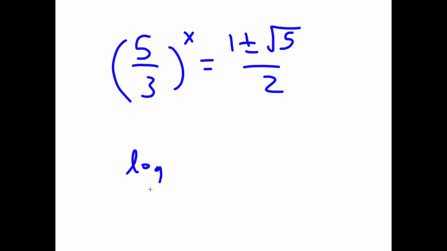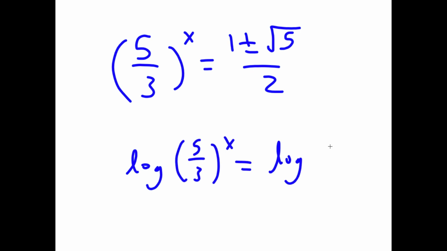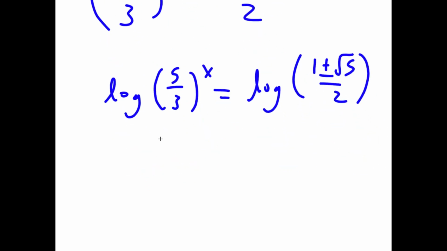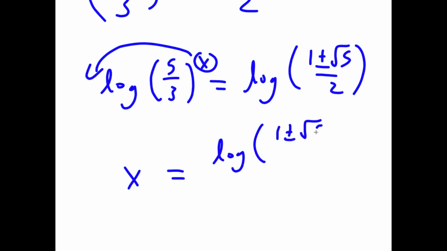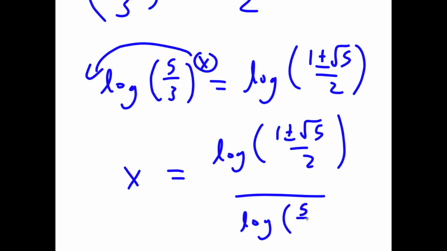So now if I take the log on both sides, I get log of 5 over 3 to the power of x is equal to log of 1 plus or minus the square root of 5 over 2. And now I can move x to the front. So now I have x times log of 5 over 3. If I divide both sides by log of 5 over 3, I get x equals log of 1 plus or minus square root of 5 over 2, over log of 5 over 3.